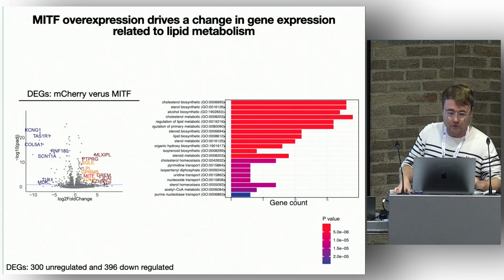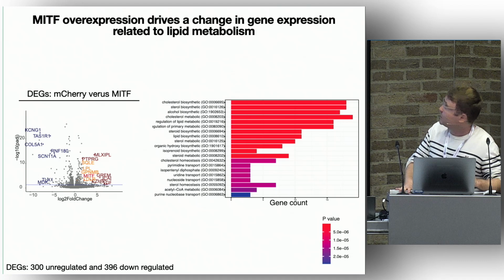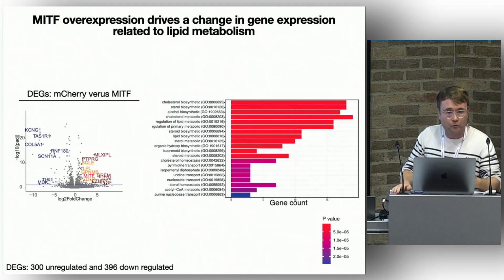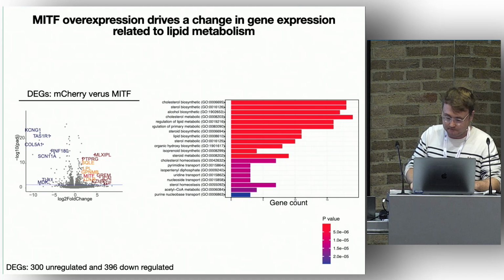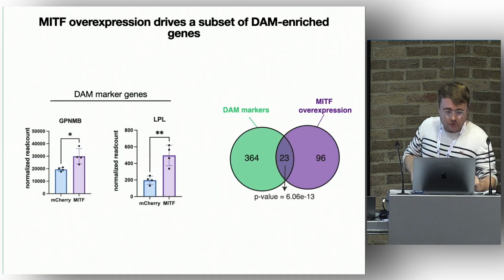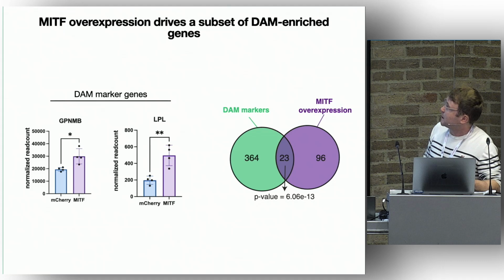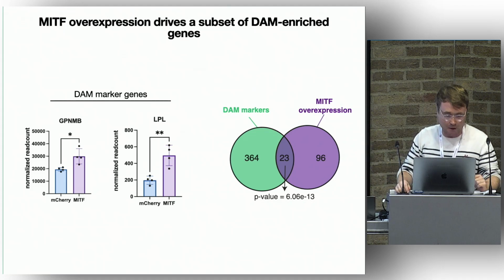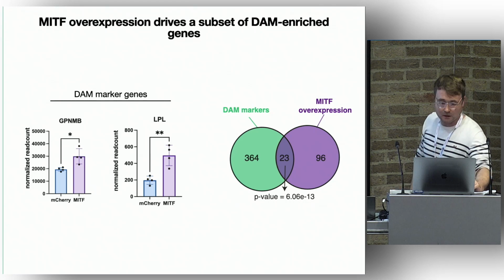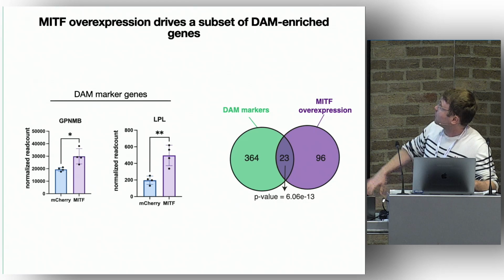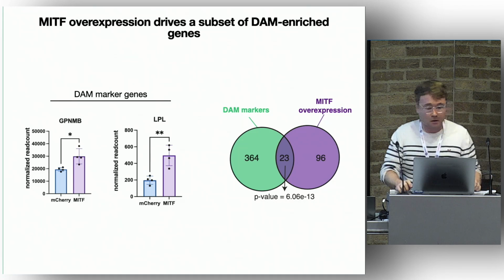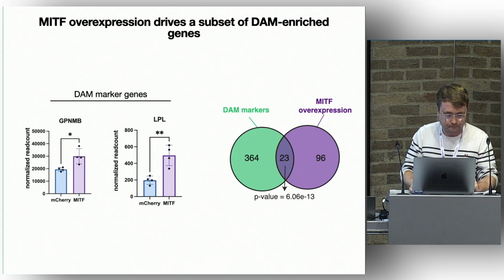A gene ontology analysis of MITF-driven genes converged on lipid and in particular cholesterol biosynthesis metabolism, pathways which are also upregulated in AD patients. Digging a little further into the genes enriched by MITF, we found that MITF overexpression could drive the expression of GPNMB and LPL, two canonical DAM markers. Overall, we found that the overexpression could drive a small but significant subset of the DAM marker genes in iMGLs, suggesting that MITF partially regulates the DAM gene signature.